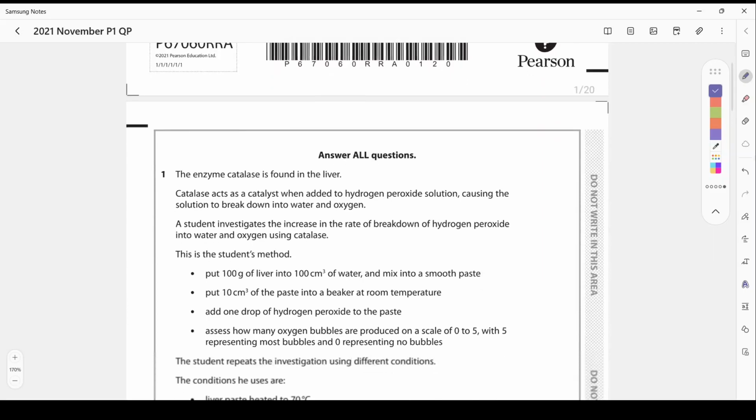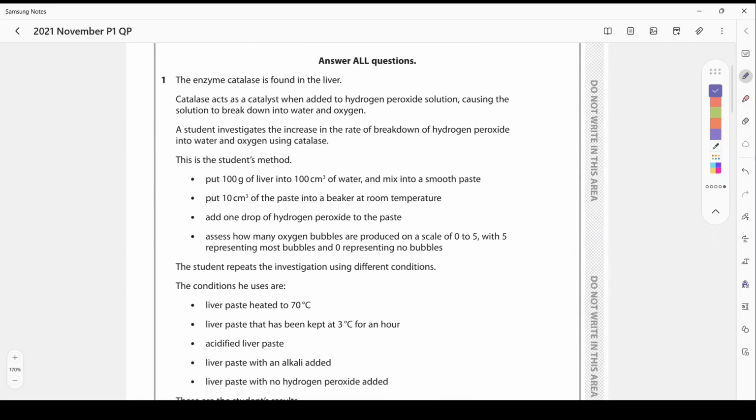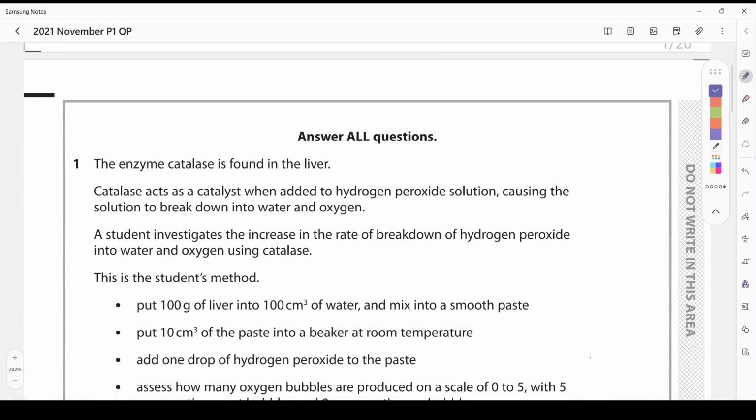Okay. So let's go over question 1. All right, so the enzyme catalase is found in the liver. Catalase acts as a catalyst, which, when added to hydrogen peroxide solution, causes the solution to break down into water and oxygen. So I'm just going to write out the formula just for your own reference.